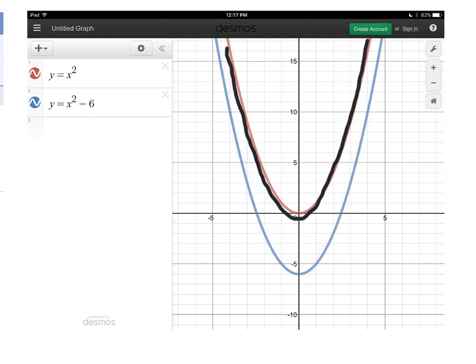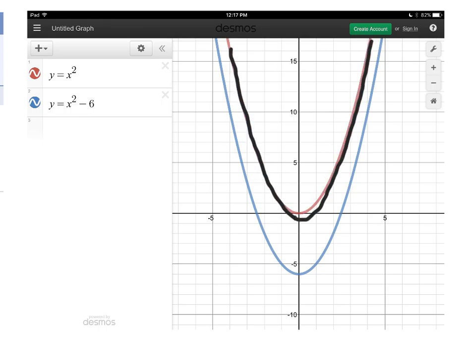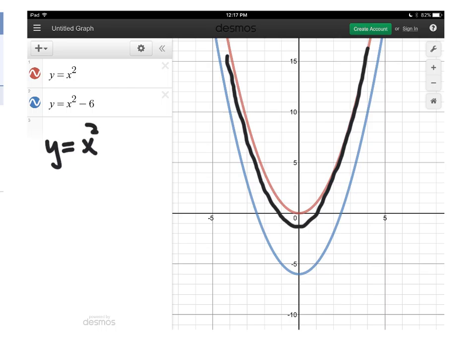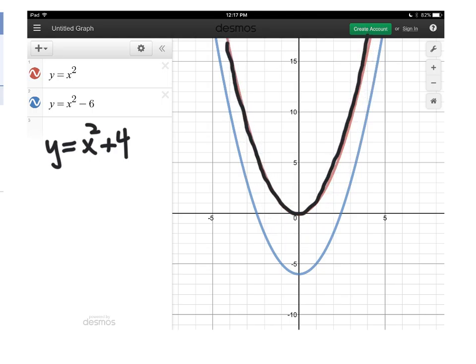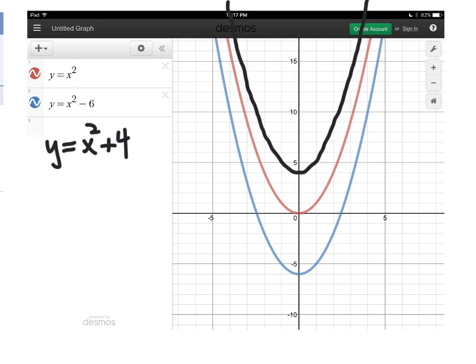So the thing that you need to know is that minus 6 takes the home function and lowers it by 6. So what would happen if this was y is equal to x squared plus 4? Well, our home function, instead of going right here, would go up 4, and it would look like this. So that's the thing I want you to notice.